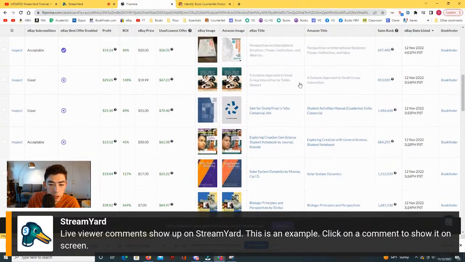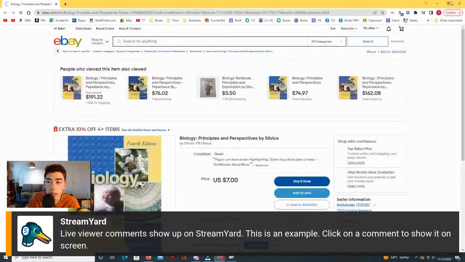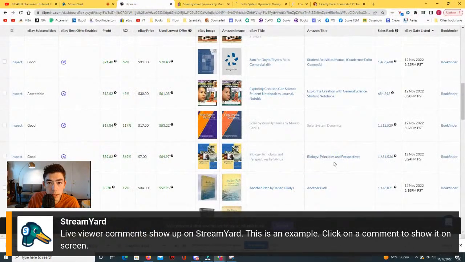Let's see. I think we just looked at this book. This is interesting. 117%, 569%. So let's look at these books first. I didn't mean to open that in a new tab. Or in a new window.